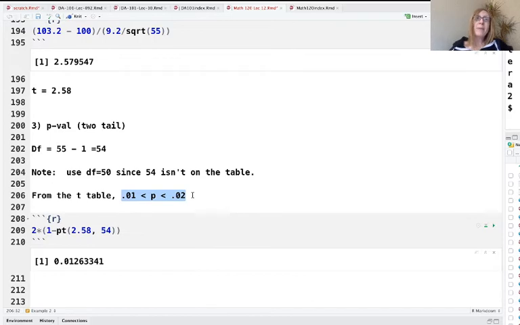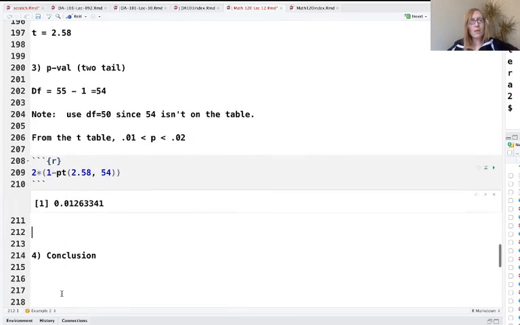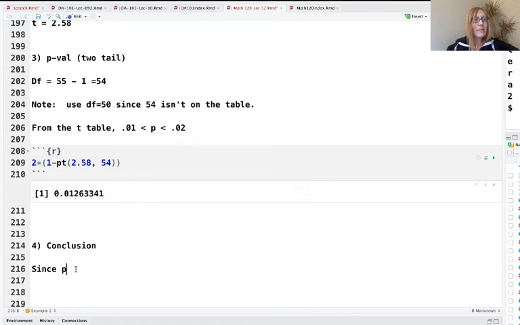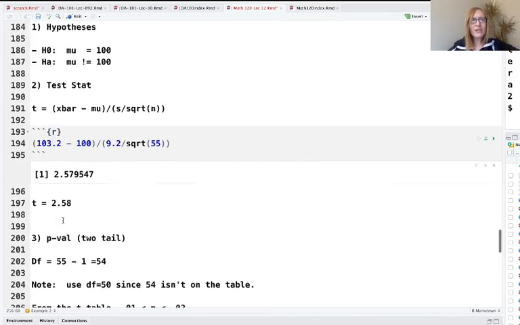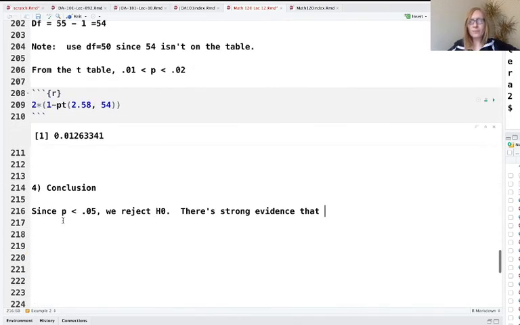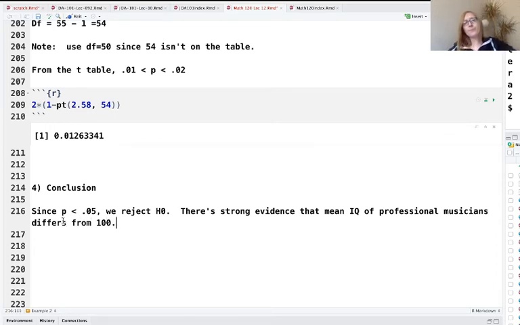Looks like we've got a small p-value here again. In our conclusion, since p is less than 0.05, we reject the null hypothesis. There's strong evidence that the mean IQ of professional musicians differs from 100. The end.